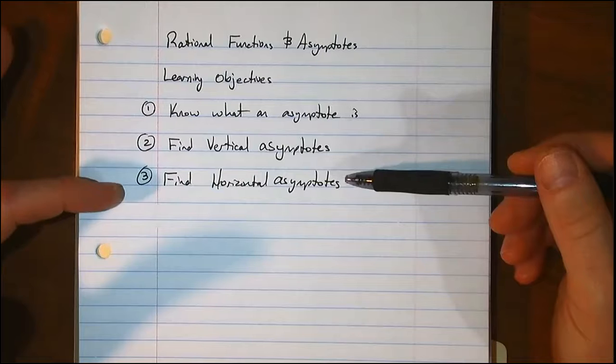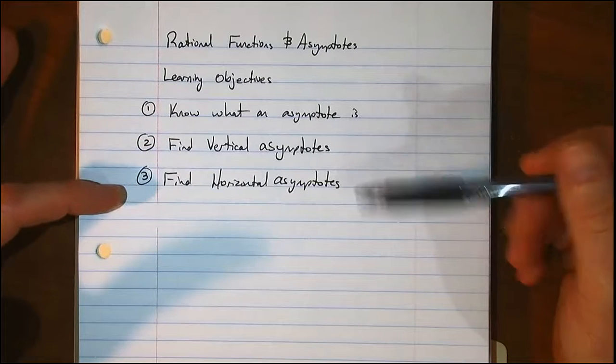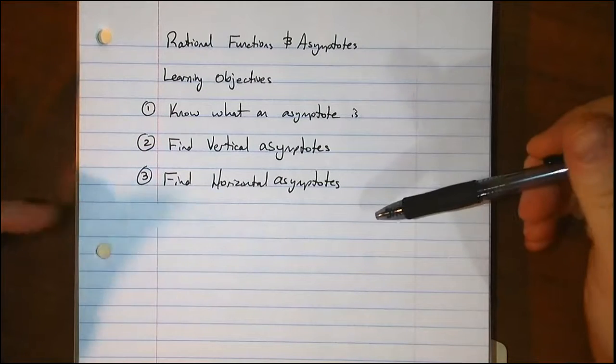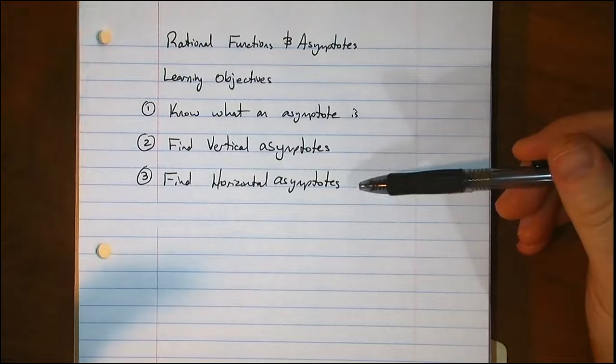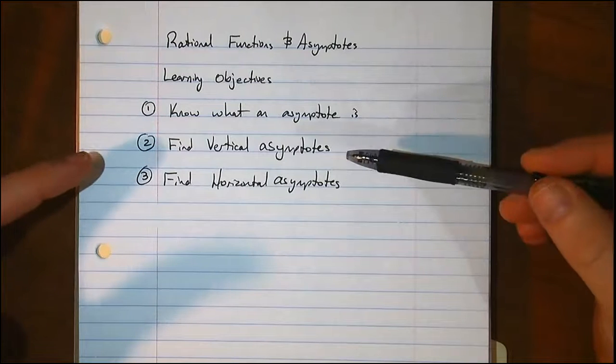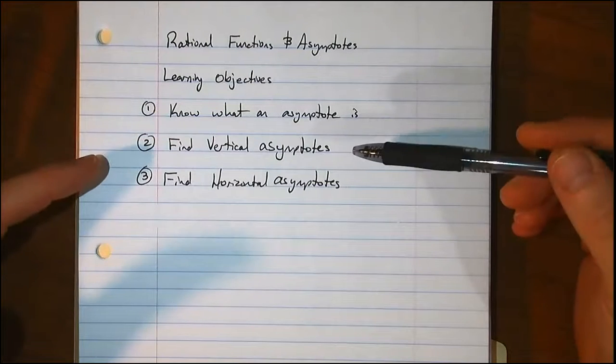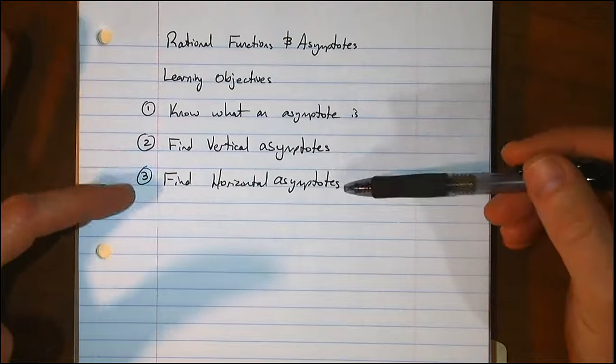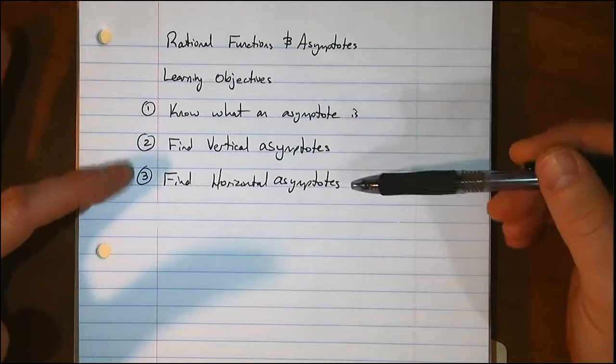And in our class, we're only going to have two types, vertical asymptotes and horizontal asymptotes. In more advanced classes, you might learn about other things like slant asymptotes and such. So you might have friends who talk about this depending on what classes they're in. But in our class, we're only going to worry about two, horizontal and vertical.